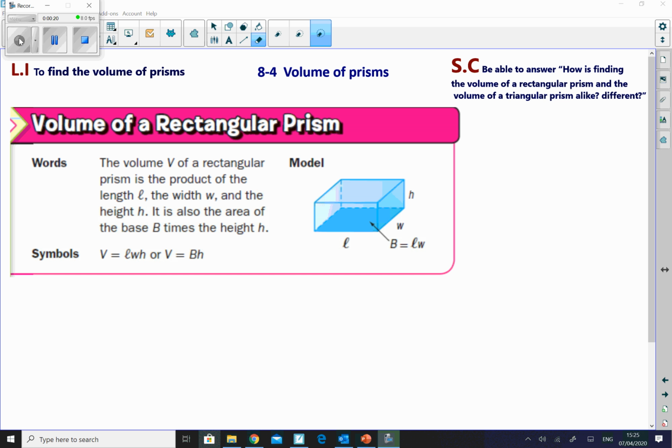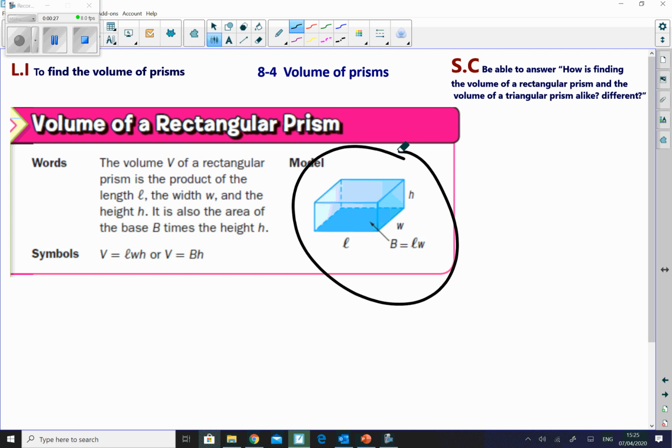For example, if this box, I want to know the volume of it. So it means that I want to know the amount of water that I can fit inside. Okay, so how much can I fill inside this one? We have a rule for it. The rule is the area of the base times height. Area of base times height.